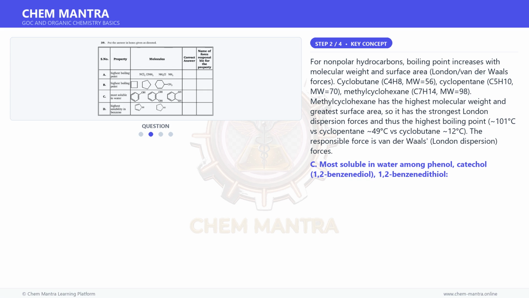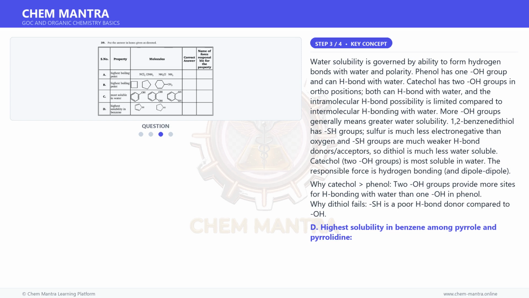C. Most soluble in water among phenol, catechol, 1,2-benzenedithiol. Let us first understand the key concept here. Water solubility is governed by ability to form hydrogen bonds with water and polarity. Phenol has one OH group and can H bond with water. Catechol has two OH groups in ortho positions, both can H bond with water, and the intramolecular H bond possibility is limited compared to intermolecular H bonding with water.